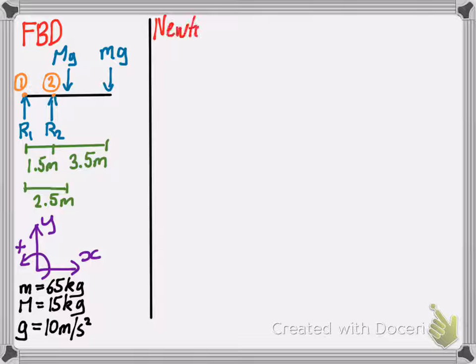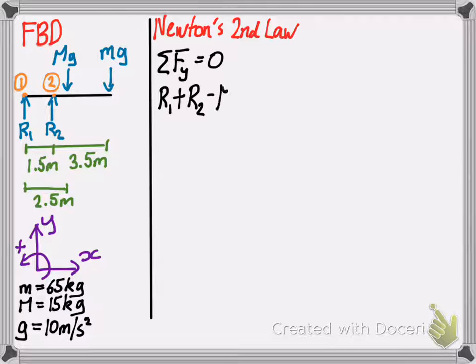So first of all, we should always begin with Newton's second law, which is F equals ma. But of course, our cantilever here is not moving, so the sum of our forces should equal 0. So when we sum all of our vertical forces, we end up having R1 plus R2 minus big mg minus small mg equals 0. So let's call this equation 1.